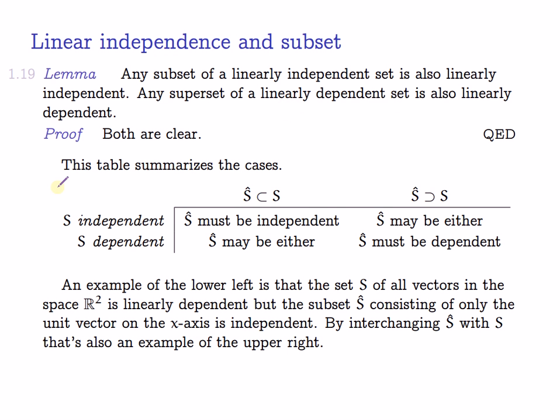All right, so this table summarizes the relationship. An example of lower left is the set S of all vectors in the space R2, which is linearly dependent, but the subset consisting only of the unit vector on the x-axis is independent. So you can think of examples of all of these possibilities. And that's the end of the video.